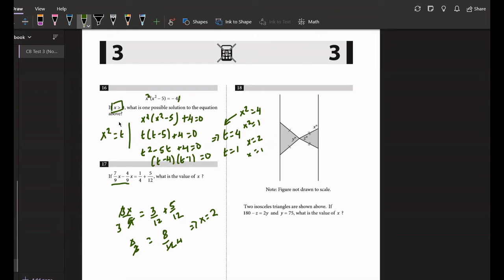So this is 180 minus z equals 2y. You are given the value of y as 75. So 180 minus z is 2 times 75, which is 150. Therefore, z is going to be 180 minus 150, which is 30. So this value here is 30. Since it's an isosceles triangle, the other two would together be 150. Each of them would be 75, right? And if this is 75, x is going to be 105 because the total on a horizontal line is 180. So your answer is 105 for x.